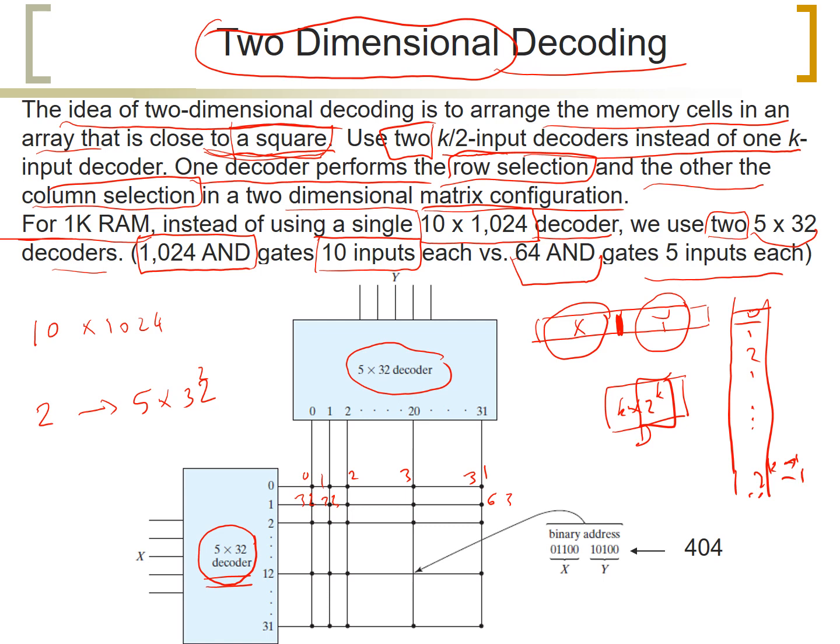Now, suppose we have an address of 404. In binary, it is 01100 10100. So X will be this and Y will be this. For 01100, this is a 12. So this will be the line that is active as the output of the decoder, and 10100 is 20 in decimal. So this will be the line that is active from the other decoder, and this will be the addressed word, which is word number 404. So that is the idea of two-dimensional decoding.